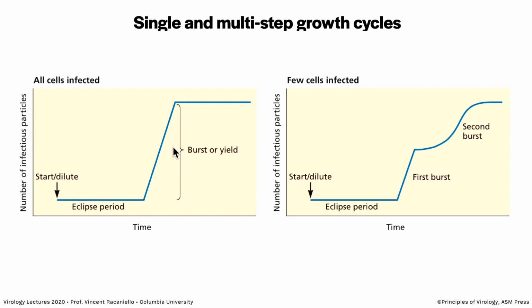Now, if you add less virus to begin with, you infect fewer cells. So on the left, we infected all the cells. If we add less virus, fewer cells are infected. So we, again, have an eclipse period. But then there are multiple bursts. You have the first burst because only a fraction of the cells are infected. And those viruses that are made then go out and infect other cells and so on and so forth. Second burst, you can have multiple bursts depending on how little virus you add to the cell.